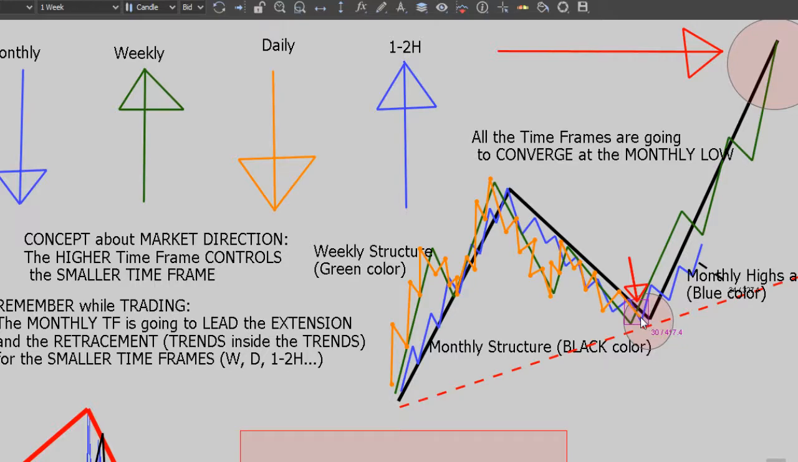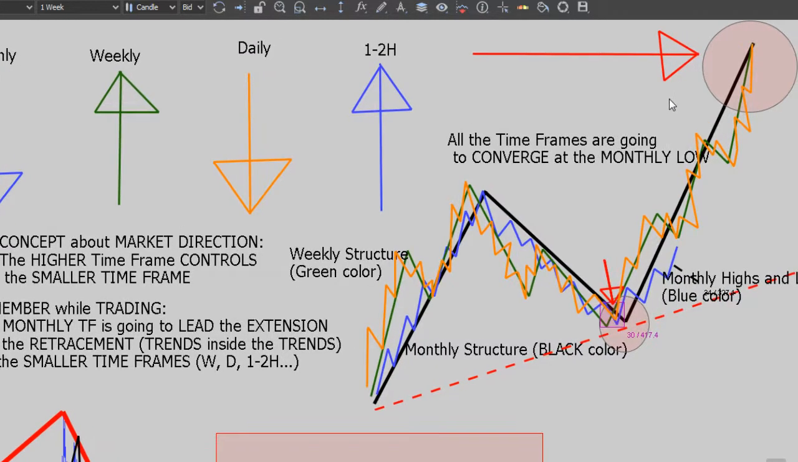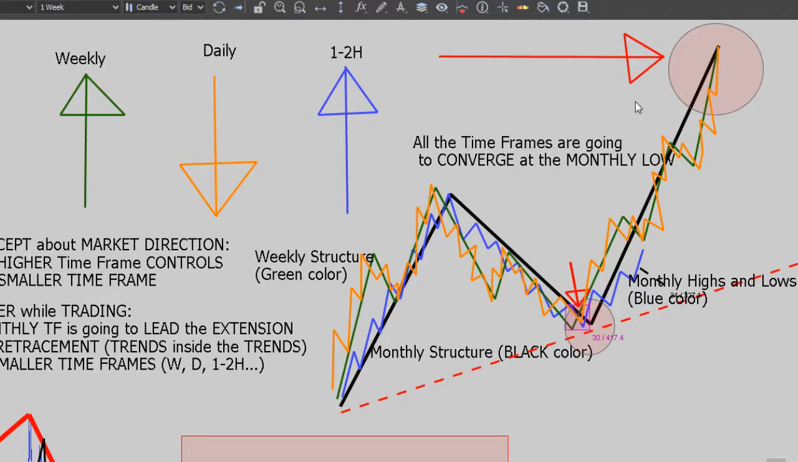And then what is going to happen? Well, if the monthly is going to shoot up, what is the daily going to do? Structure high, structure low, structure high, structure low, and structure high. And back again, all the time frames are going to converge at the same high. Why is that? Because the higher time frame controls the smaller time frame.